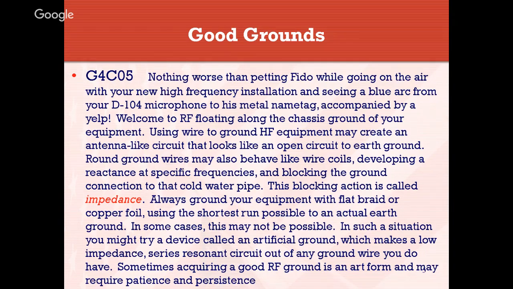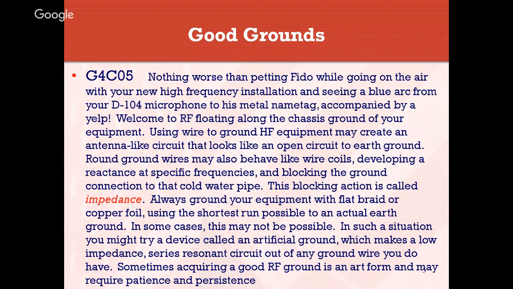Using wire to ground HF equipment may create an antenna-like circuit that looks like an open circuit to earth ground. So round ground wires may also behave like wire coils, developing a reactance at specific frequencies and blocking the ground connection to the cold water pipe. This blocking action is called impedance.